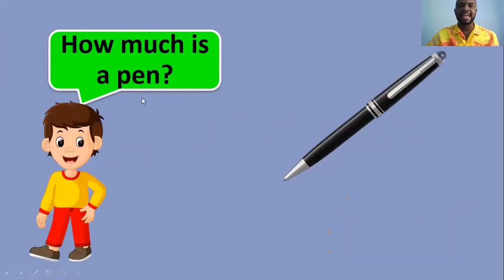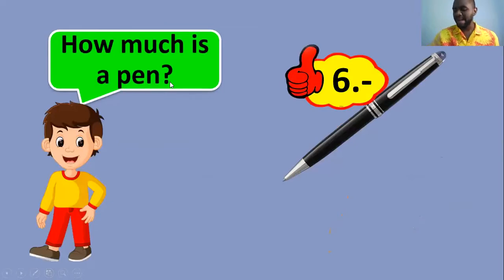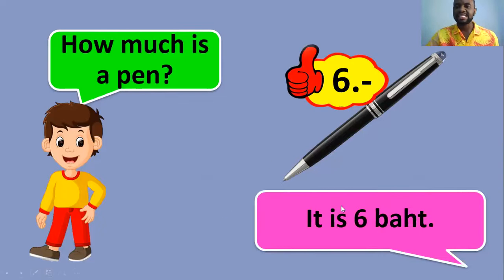Let's see. How much is the pen? The pen is 6 baht. Baht is the money. America uses US dollars. Europe uses euro. Thailand uses the baht. This is 6 baht.